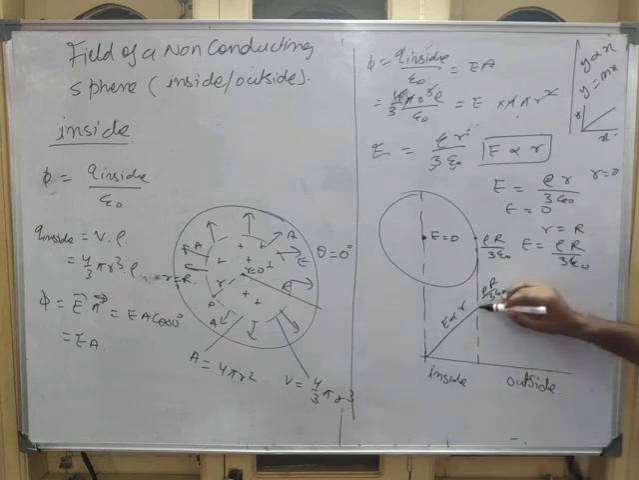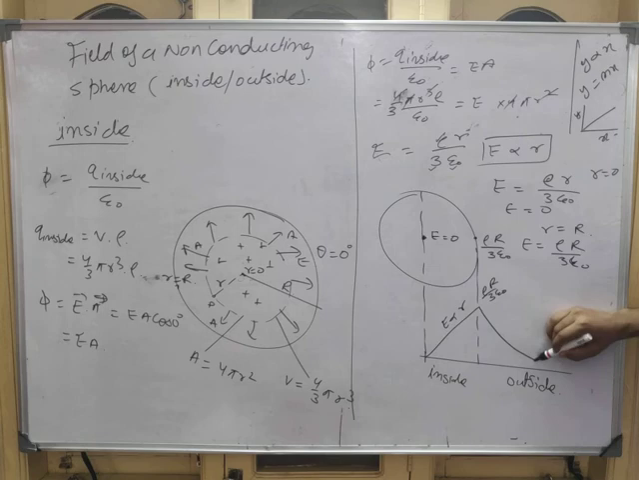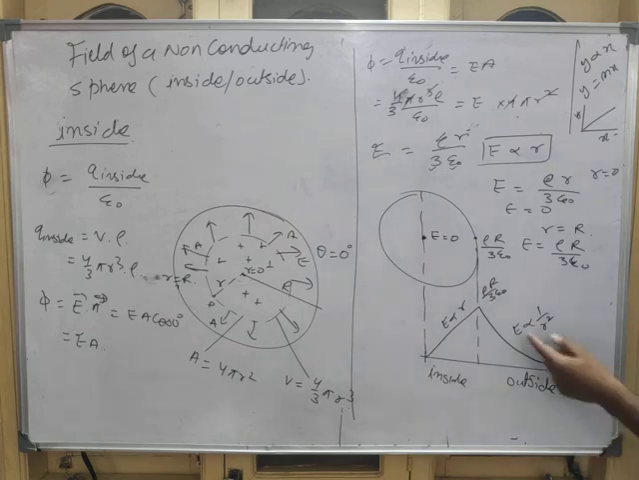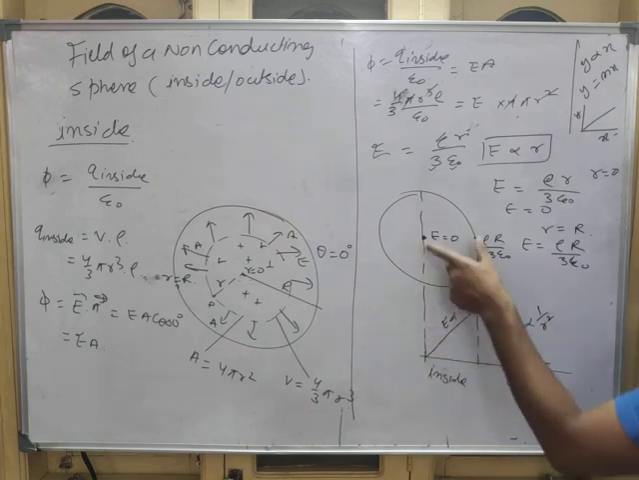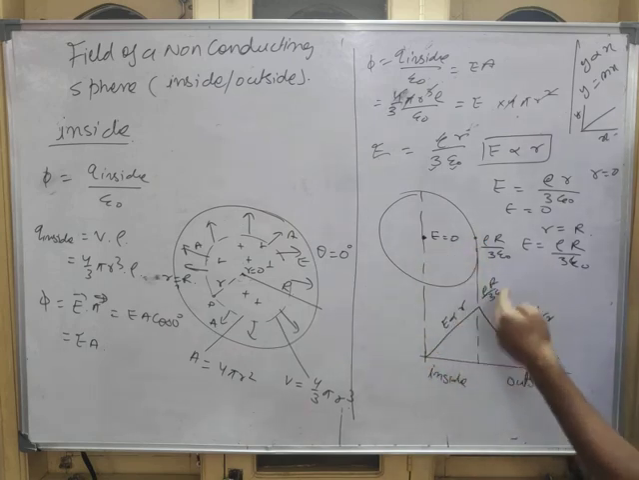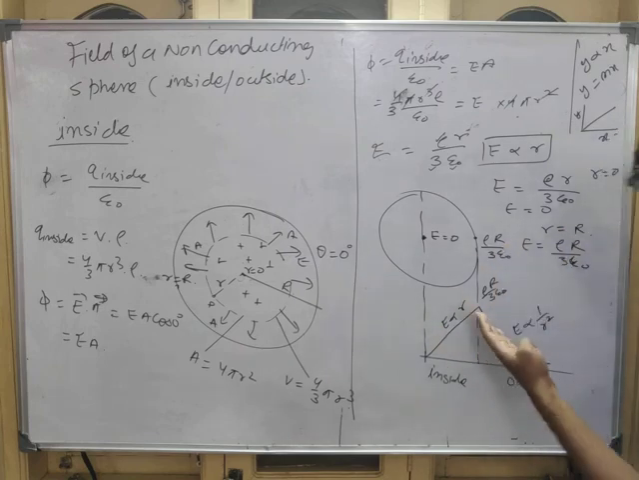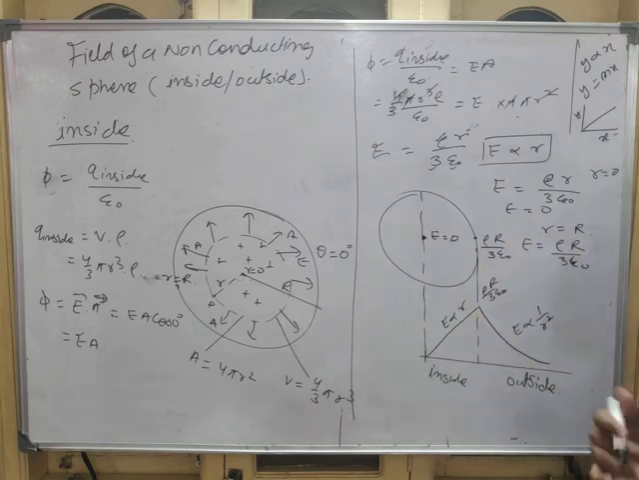Again, it will go like this from here. Outside, it is inversely proportional to r square. So up to the periphery, it will increase with the radius. After this, it is going to decrease.